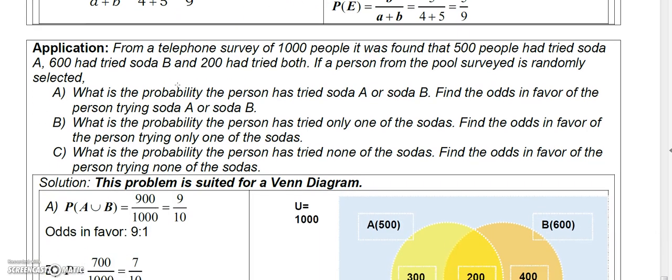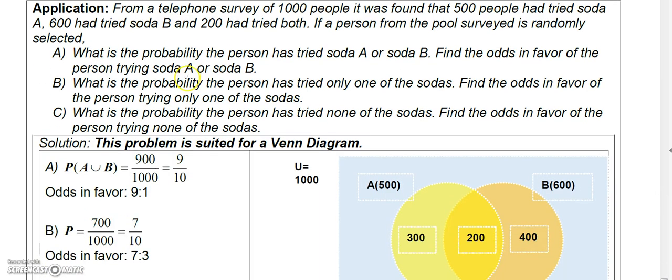And then I'll end with this problem. From a telephone survey of 1,000 people, it was found that 500 people had tried soda A, 600 tried soda B, and 200 had tried both. If a person from the pool is randomly selected, what's the probability the person has tried soda A or soda B? And then find the odds in favor of the person trying soda A or soda B.